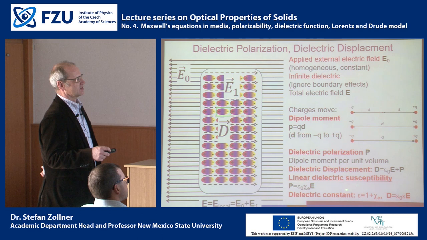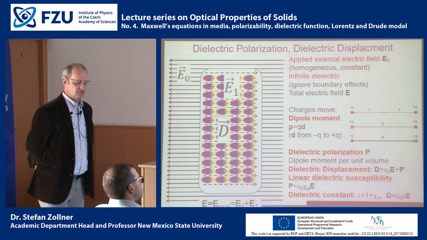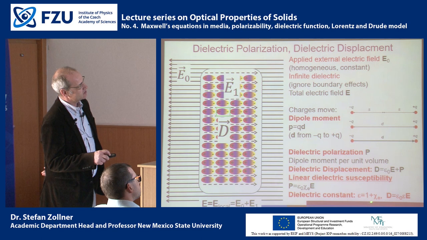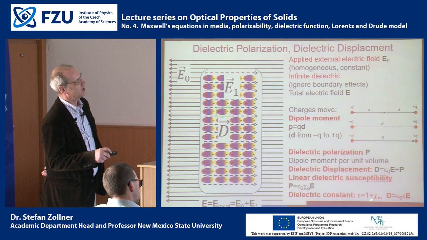And then the dielectric displacement, similarly, is proportional to the electric field. And now here, when we calculate the dielectric displacement, we have to take into account not only the contribution of the material, but also the contribution of the vacuum. So the one, that is the susceptibility of the vacuum, which gets added to the susceptibility of the material. So the dielectric constant is 1 plus this electric susceptibility.